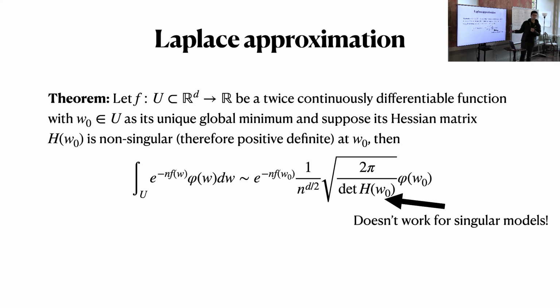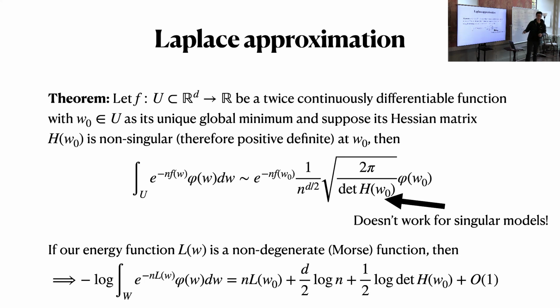That wouldn't work if you don't have positive definiteness. It wouldn't work if your Hessian has a zero eigenvalue. This approximation just doesn't apply.